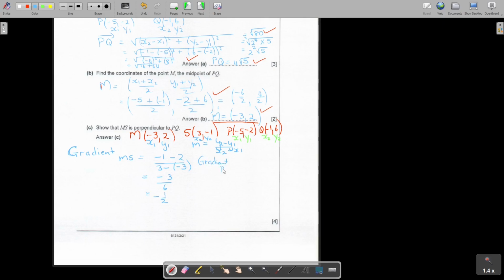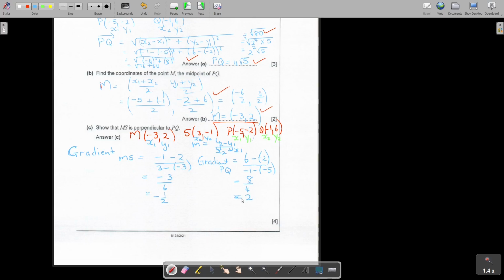Okay. And then, if I'm going to find the gradient of PQ, I'm going to do exactly the same. So, in place of y2, I'm going to put 6. In the place of y1, do you see it's there? I put it in brackets. It's negative 2. And in the place of x2, I put negative 1. And in the place of x1, I put negative 5. And if I simplify it, it's going to be 6 plus 2, so it's 8, over negative 1 plus 5, so it's going to be 4. And that is going to be 2.